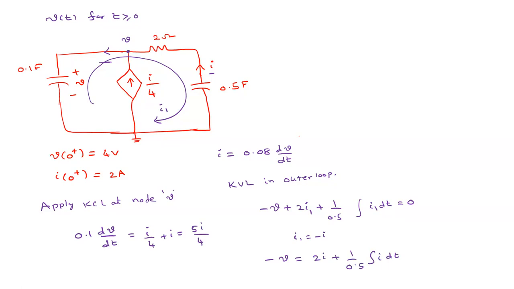Okay. So what we have to do is we need to write the differential equations, right? Before substituting I equal to 0.08. So what is the next step? We need to differentiate this one with respect to t. So what you will get if you differentiate this one? Minus dv by dt equal to 2 into di by dt plus I by 0.5, right? Agree?